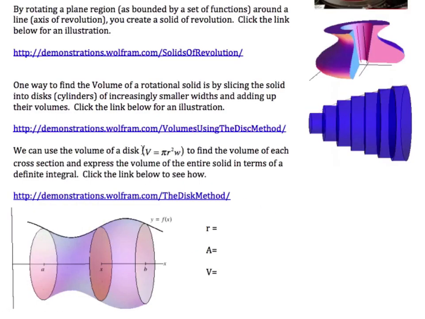Okay, so we can use the volume of a disk, which is pi r squared times the width or the height of the disk, to find the volume of each cross-section and express the volume of the entire solid in terms of a definite integral. So let's take a look at this link to see how we're going to do this.